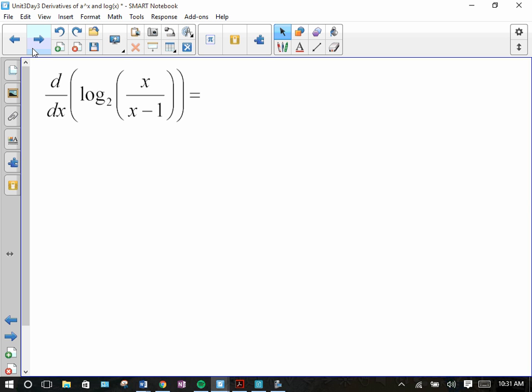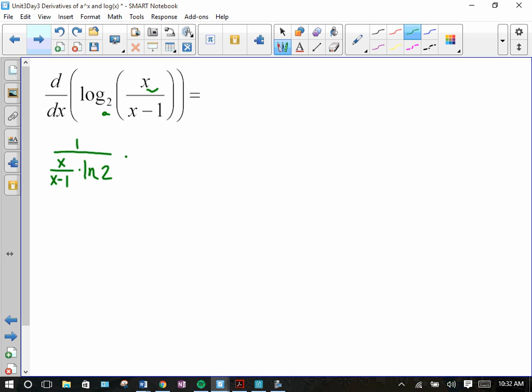Alright, so here we go. We're going to take the derivative of this. So this is a, that's u. So we're going to have 1 over x over x minus 1 times natural log of 2 times. So you have to take the derivative of it that way.